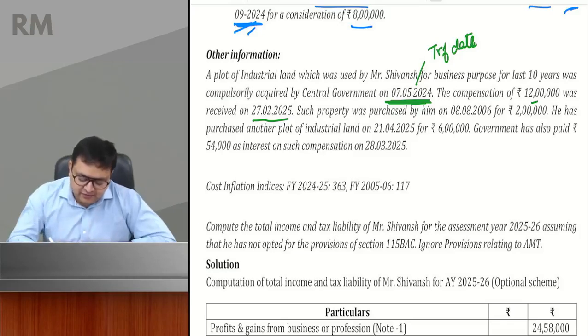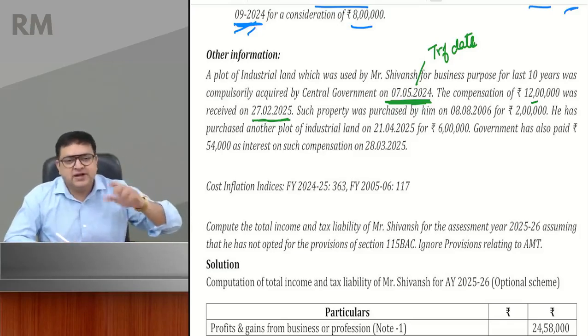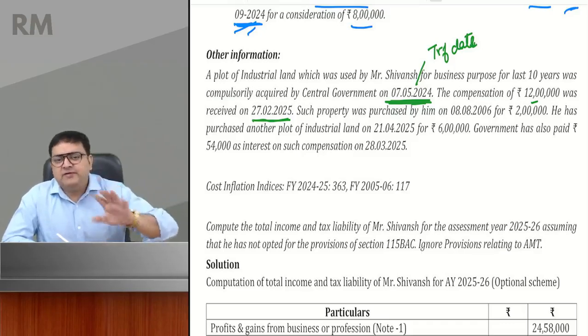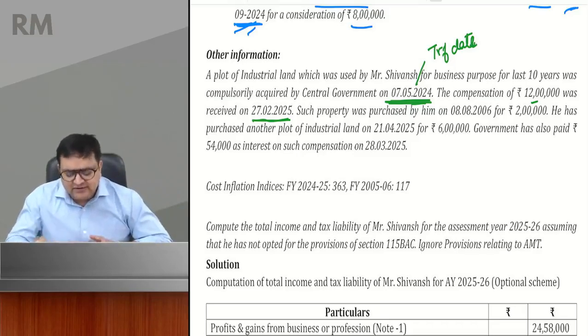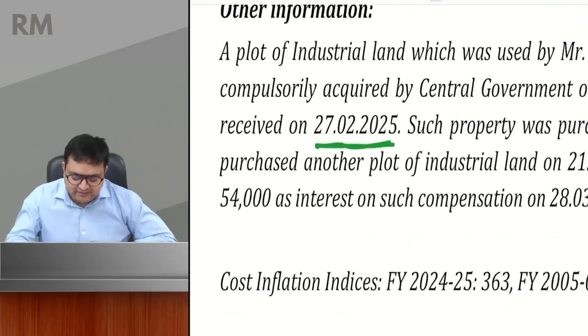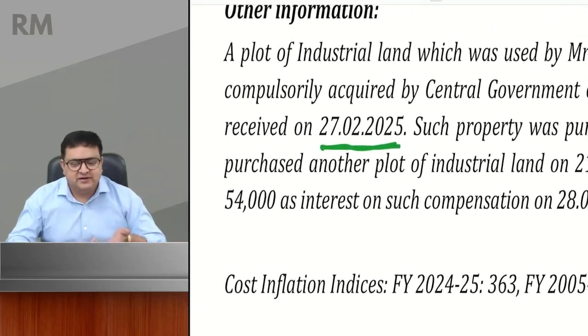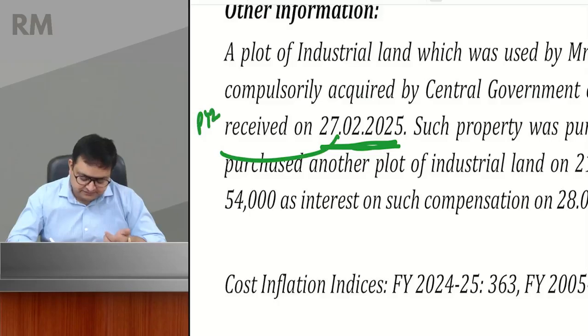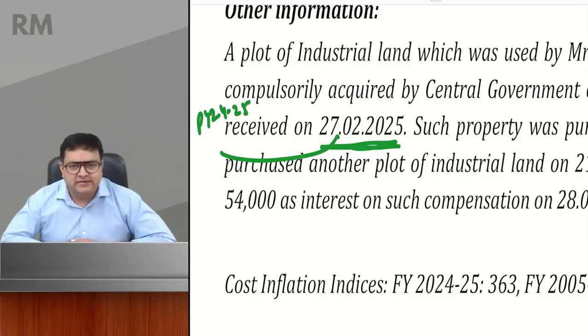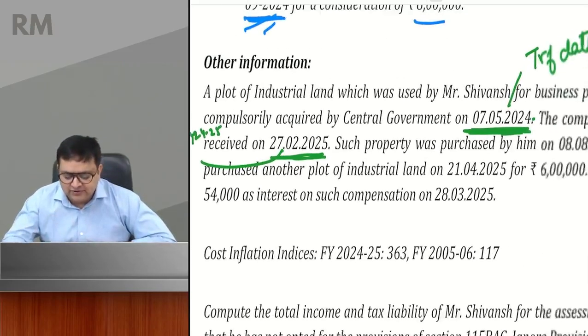So the compensation is received on 27/2/2025. Is it a transfer date? No, it's not a transfer date. Just to give a relaxation to the assessee, we say that whenever you receive the compensation, then we will make it taxable. That's it. Your transfer date is 7th May 2024 only. And luckily, you receive this compensation also in this previous year 24-25. So now there is no problem. You can make it taxable right here, although the transfer took place on this date.